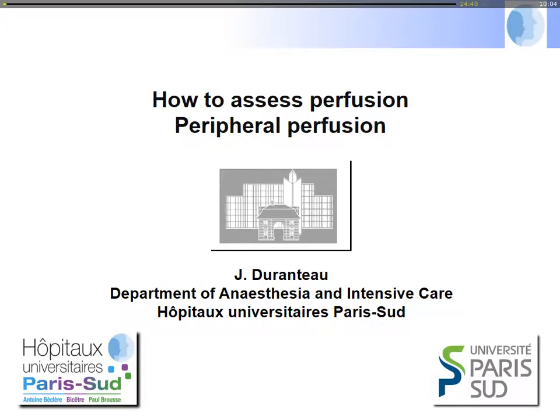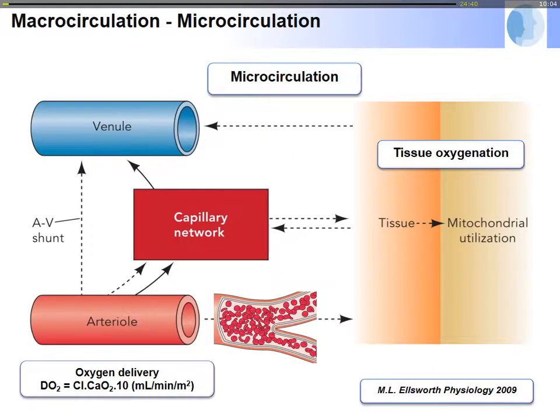Thanks a lot. It's a great pleasure to be with you this morning and to talk about how to assess peripheral perfusion. We all know that the real goal of our resuscitation is to try to prevent tissue hypoperfusion and to give enough oxygen for the cells.